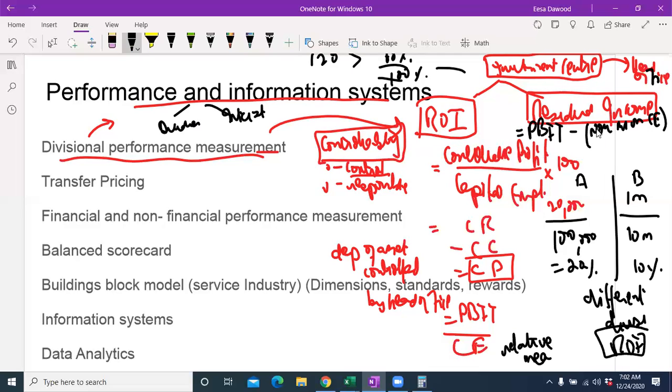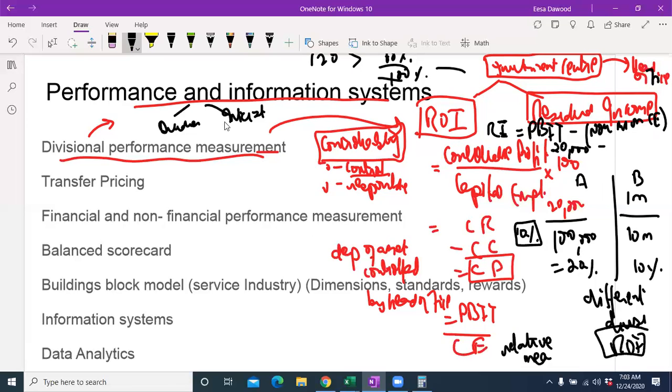But residual income does account for that, and a project's performance would only be good if the residual income is a positive figure. For example, if profit was 20,000, and notional interest on capital employed, where capital was 1 lakh and cost of capital was 10%.